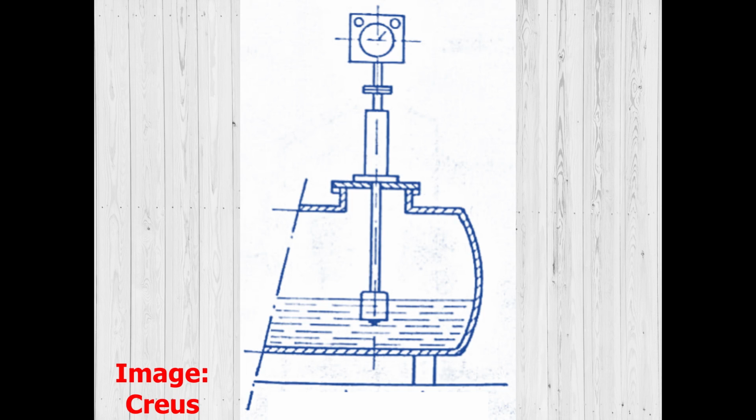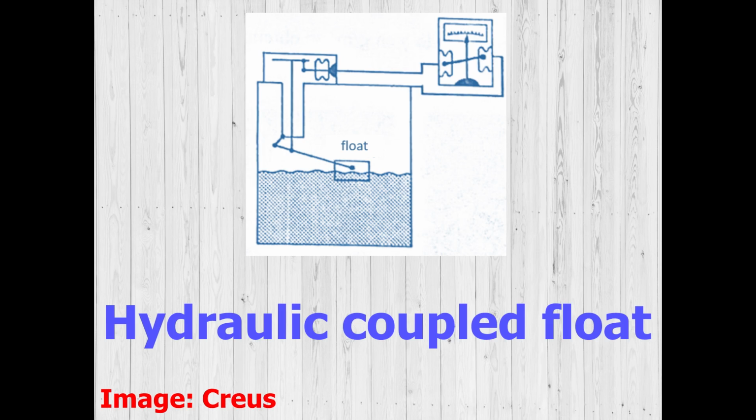For small tanks, the float can be adapted to act magnetically on the transmitter. A typical application is the level control of a small capacity boiler that produces steam. The hydraulic coupled float acts on a bellows, which modifies a hydraulic circuit. It allows transmission distances of up to 75 meters and can be used in closed tanks.